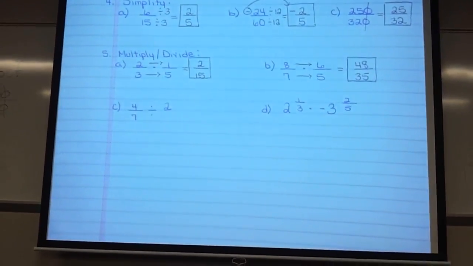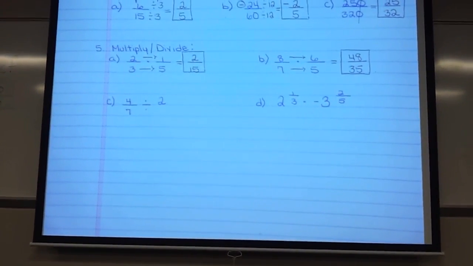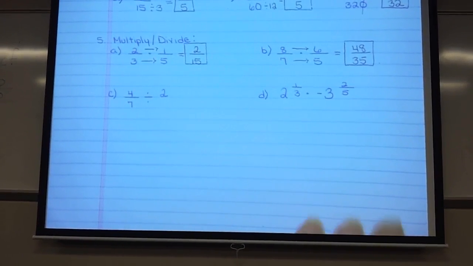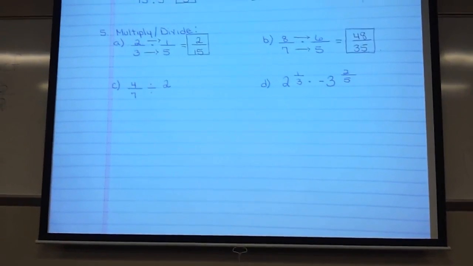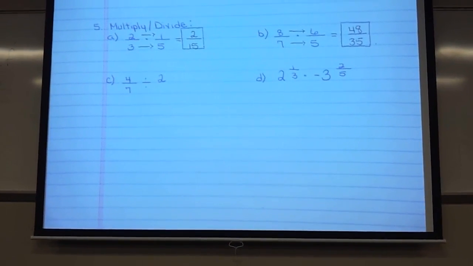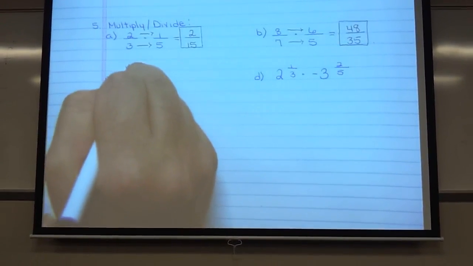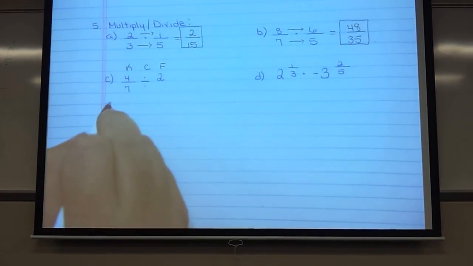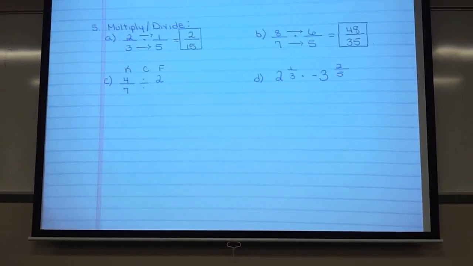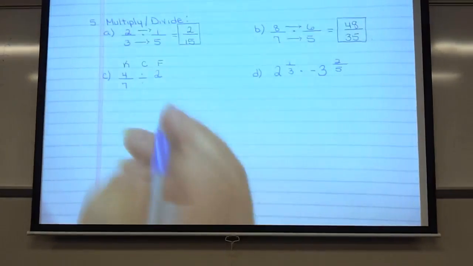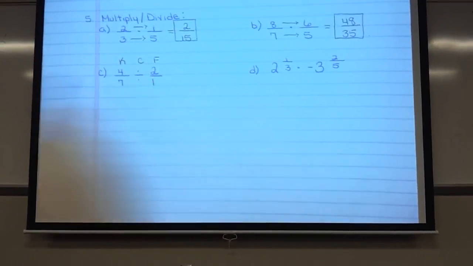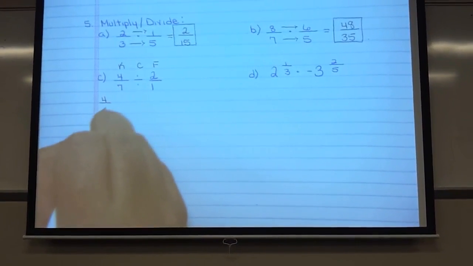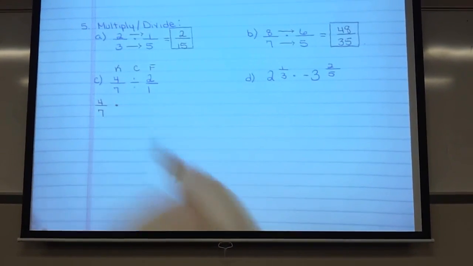Should you, whenever you're doing this, always first see if you can cross cancel something? Reduce it? Yeah, make the number smaller for yourself. Part C. Keep, change, flip. That's how you divide fractions. So my new problem, first of all, how would I write the 2? Over 1. All right, so let me do that first. If I rewrite it, it's going to be 4/7 times 1/2.